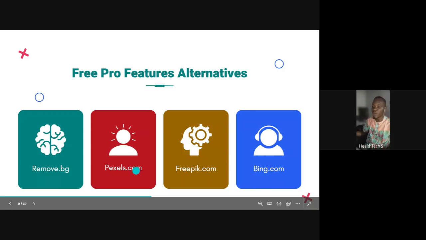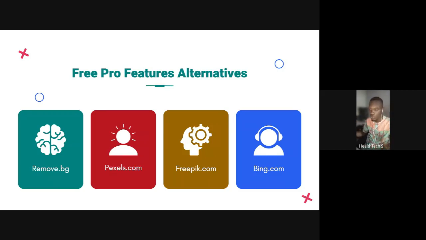Pexels.com is a website where you can get free stock photos, videos, and what have you. It's a little limited, but there are others. FreePic is there. Several others, where you can actually get some free, professional photos, videos, and what have you.